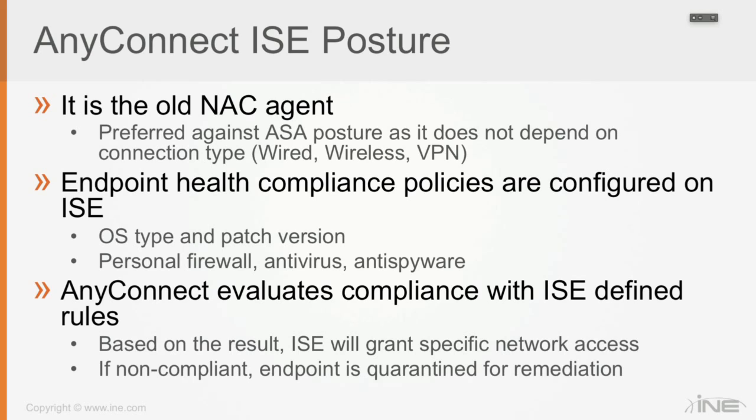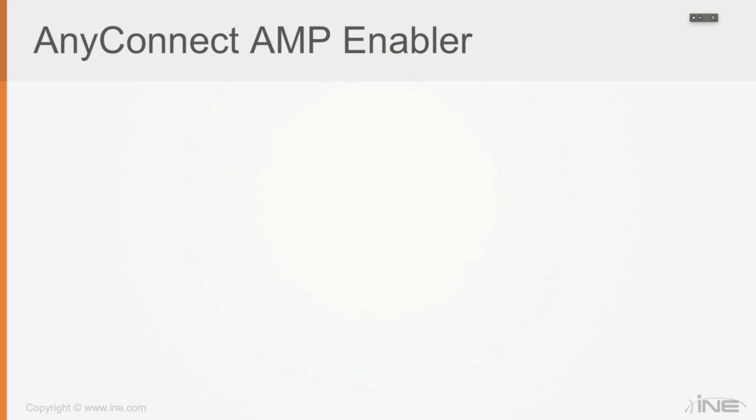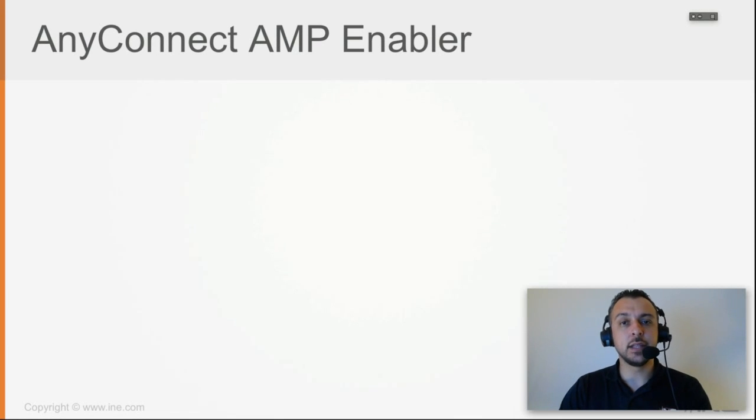And then the intelligence which I was speaking about, the AnyConnect AMP Enabler. The advanced malware protection is going to be that additional intelligence. If you install that module on the endpoint, AMP is going to do advanced malware protection, which means it's going to be able to detect unknown malware. And of course, it's also going to be able to detect new types of malware, even malware which is stealth.